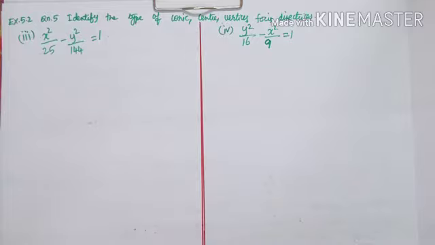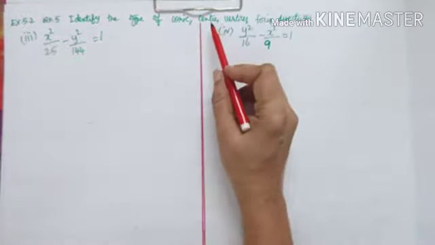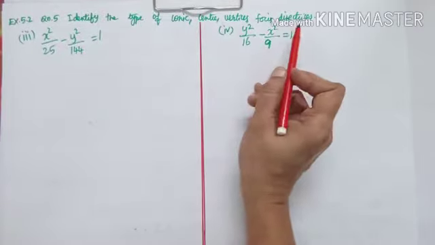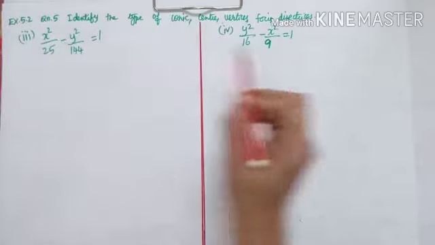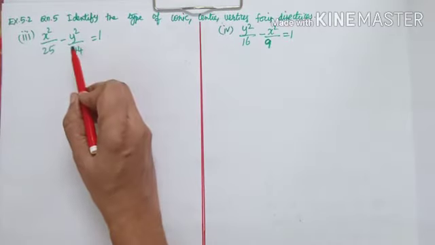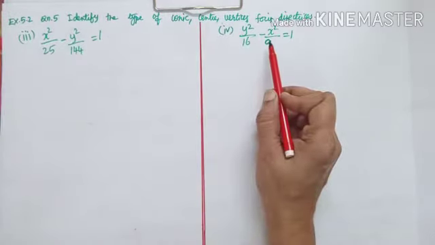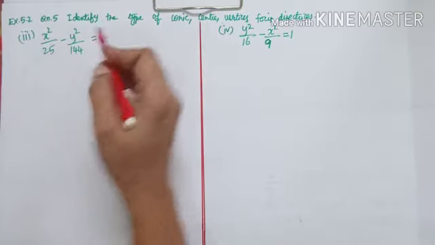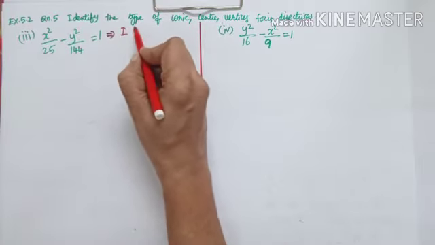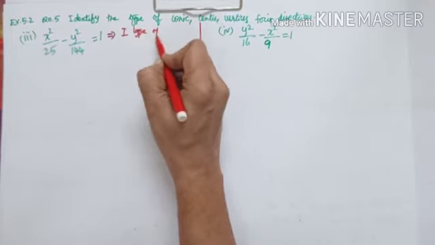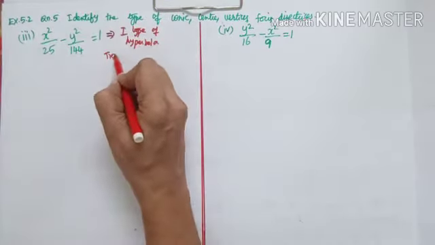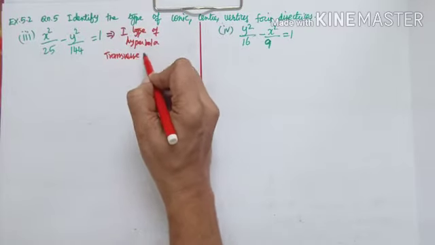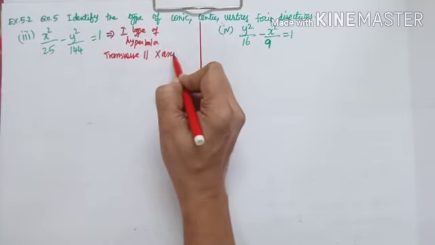Exercise 5.2, question number 5. Identify the type of conic, center, focus, vertices and directrices. Given the minus symbol, both are hyperbola only. But x square is positive, so I say first type of hyperbola, and the transverse axis is parallel to the x-axis.